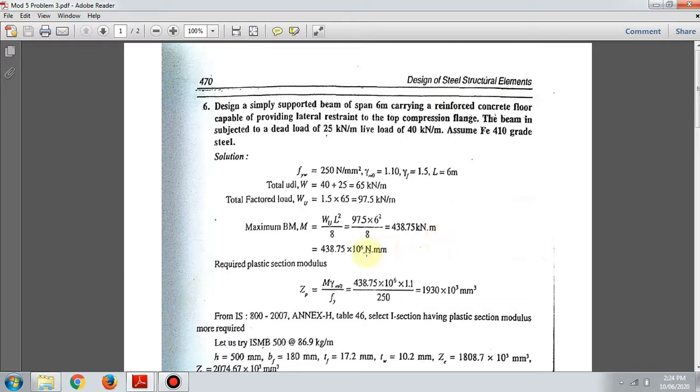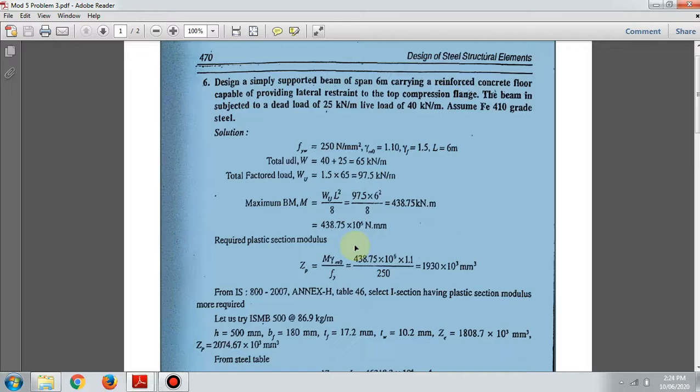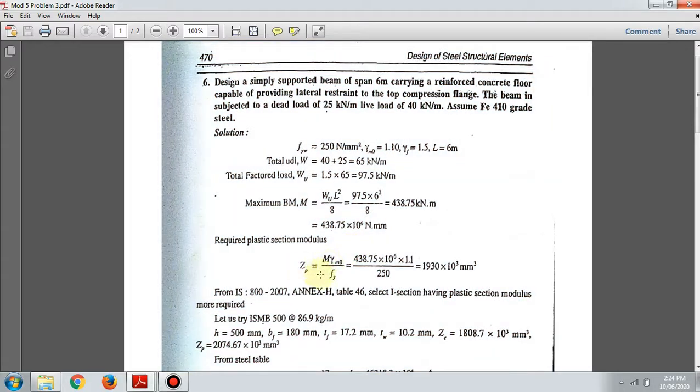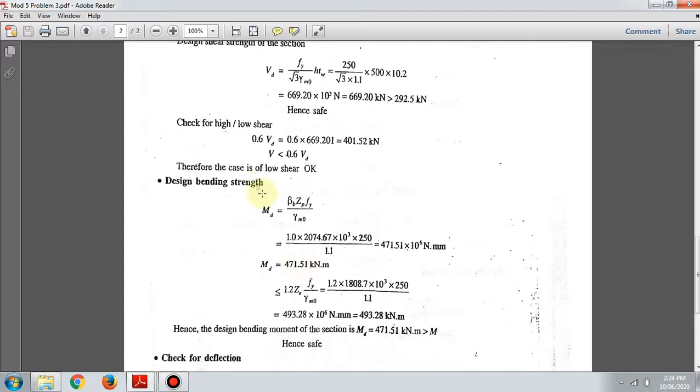Once we have the factored load, next we have to find the bending moment. Since this is a simply supported beam, the maximum bending moment is WL square by 8. So W is 97.5, L is 6, divided by 8. If you substitute, we get the moment as 438.75 kN meter. If I change it to Newton mm, it is 438.75 into 10 raised to 6 Newton mm.